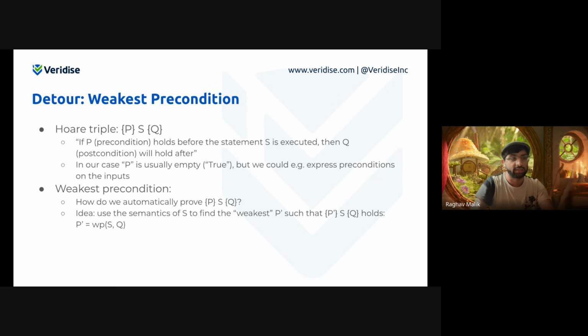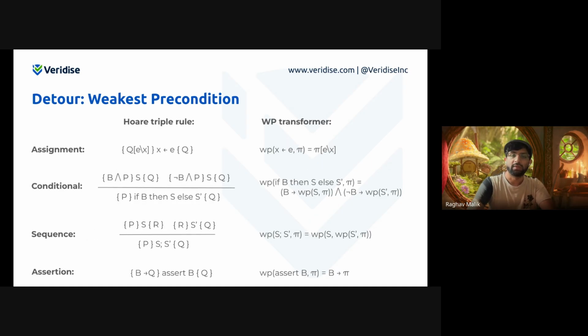Okay, so once we have this weakest precondition P prime, all we have to do is check that the actual precondition that we care about, P, implies P prime. So the statement that P implies P prime is what I'm going to call the verification condition, which is basically the thing that we have to prove to show that the Hoare triple holds. And in practice, we're just going to send this off to an SMT solver or something.